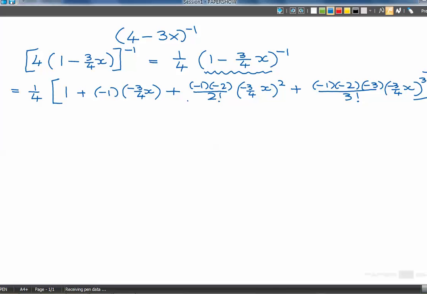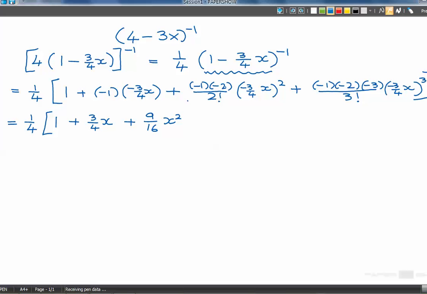Right, let's simplify that. So, still going to leave the quarter outside. So that gives me 1. Minus minus gives me plus 3 over 4 x. And then the third term, minus minus in the first two terms, gives me plus, and minus 3/4 squared is also plus. So the 1 multiplied by the 2 divided by 2 factorial cancels out, so we're left with minus 3/4 squared, and that's plus 9 over 16 x squared.